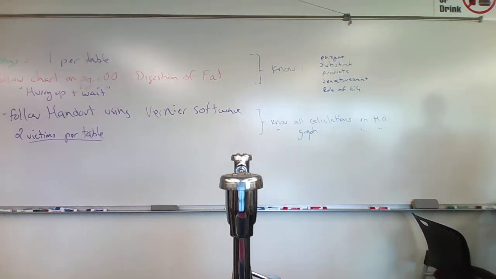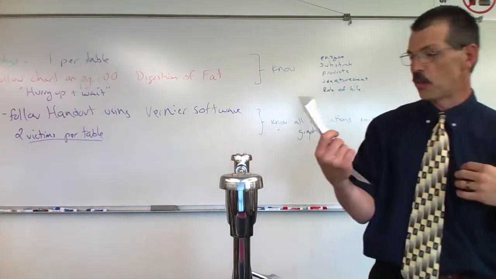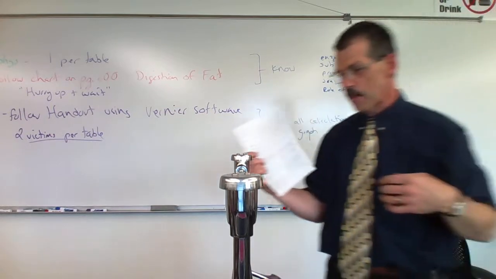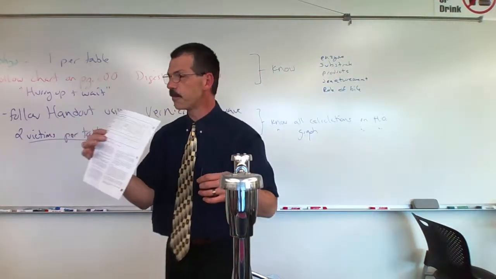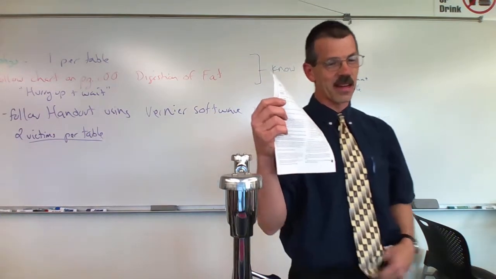Find the one on page 600 that says digestion of fats. So if someone in your team has a lab manual, 600 is the one I'm looking at. If you have an older edition, it might be different. Page 600 says pancreatic lipase digestion of fat, and it's an ugly looking table.